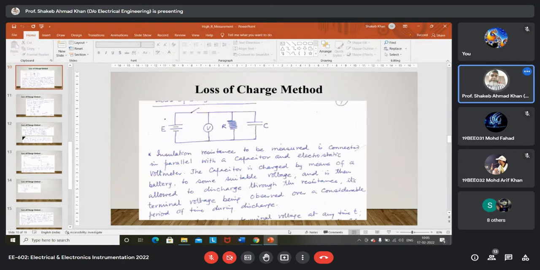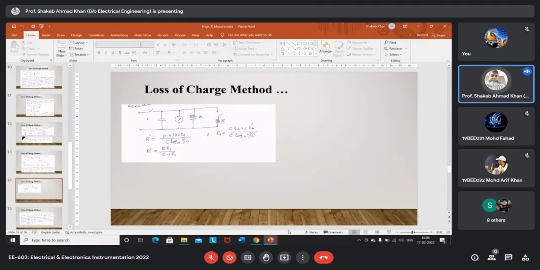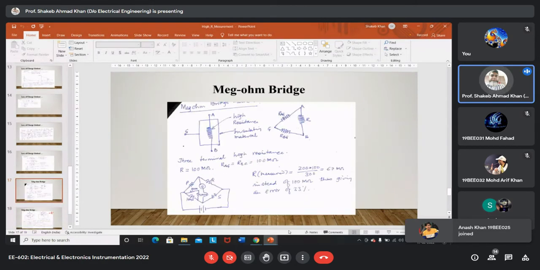This is called the loss of charge method. This kind of circuit arrangement is used. Charging and discharging of a capacitor is basically used for measurement of resistance. So if anybody is having any question regarding it, you can ask. Otherwise, the last method is the mega ohm bridge.